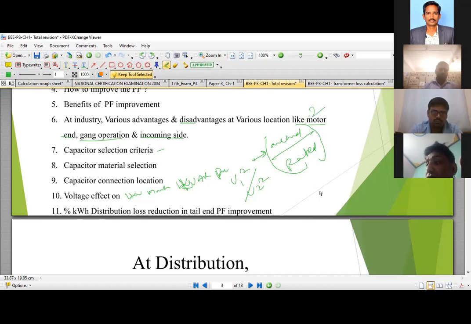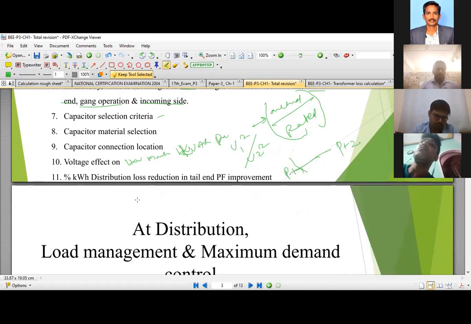Next, very, very important. Suppose at the distribution tail end you are improving the power factor, from power factor 1 to power factor 2. What is the formula and percentage relation? One formula is available. I will show this one, everything.